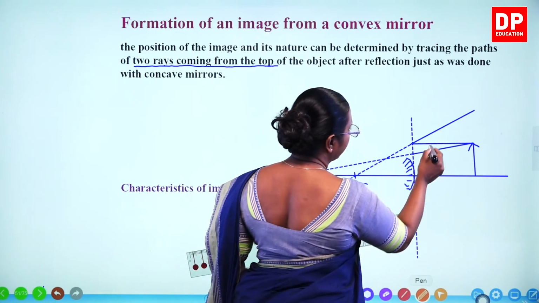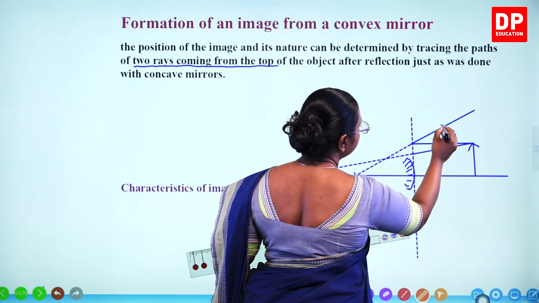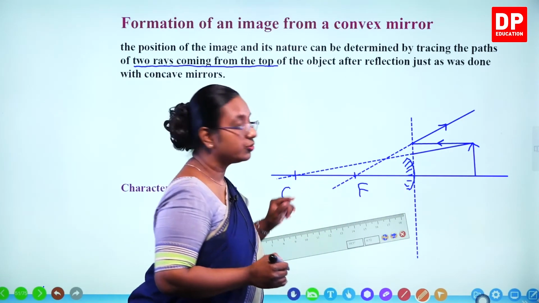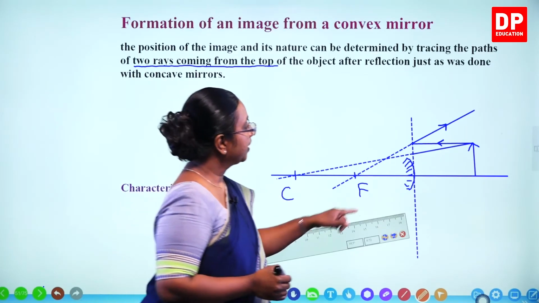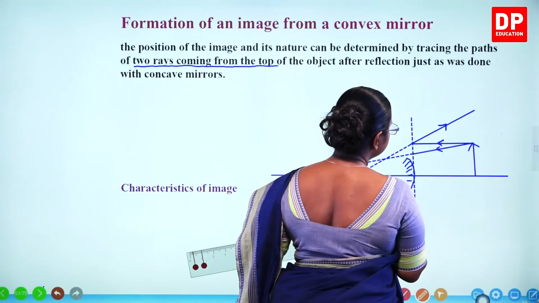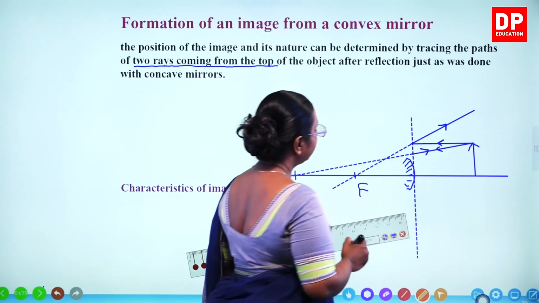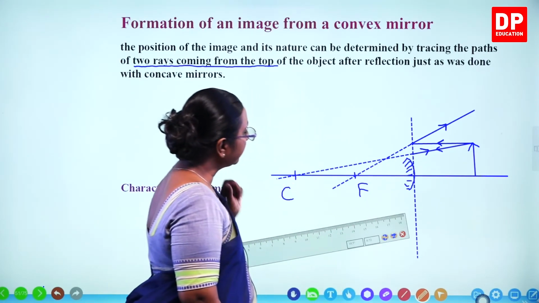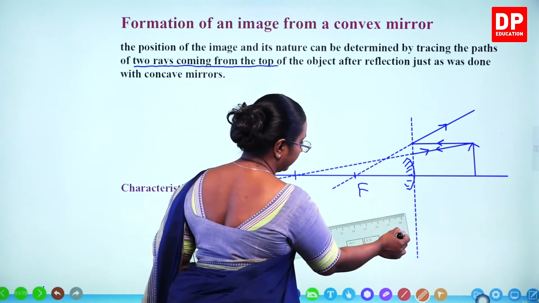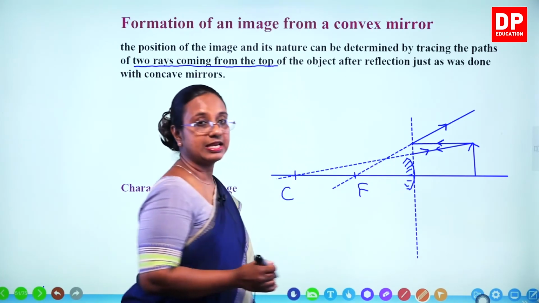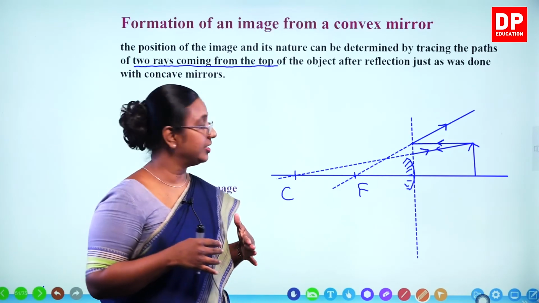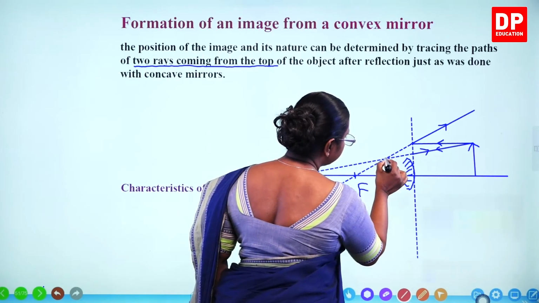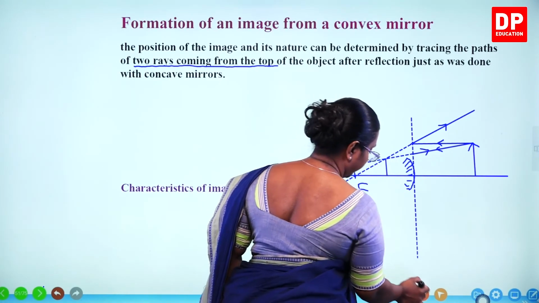Right. Now we have to mark the rays. The ray coming parallel diverges away so that when you extrapolate it, it goes through the focal point. A ray that is coming towards the center of curvature reflects back in the same path. So that is a straight line. When we extrapolate the two rays, we get the point of intersection where the two rays cross each other. The image will form at that point. So here the image will be at this point.